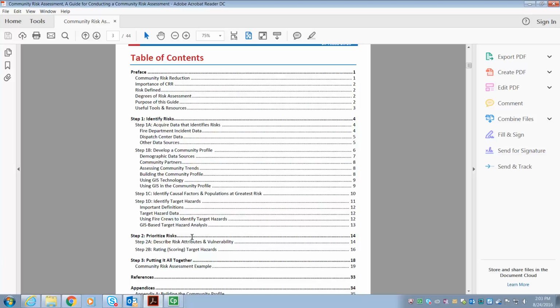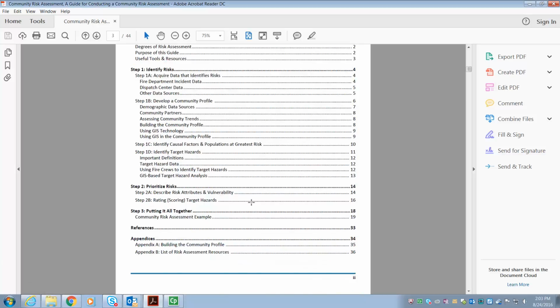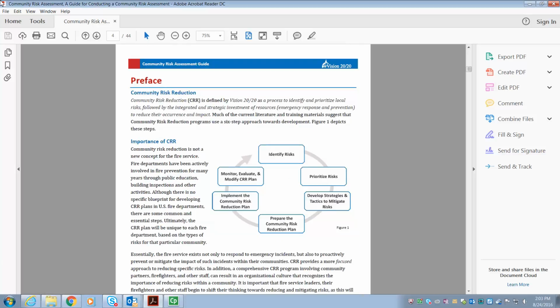Step 3 is prioritizing the risks. We're going to talk about that as far as vulnerability, and as far as acceptable level of risk. And then there's an example where we will put it all together. So I'm not going to go through the whole document, but I do want to walk you through some of these steps.